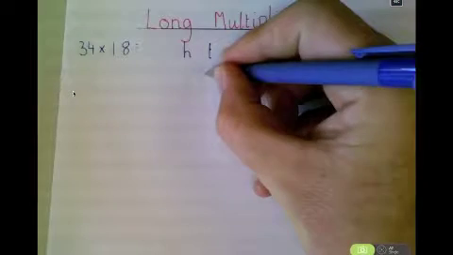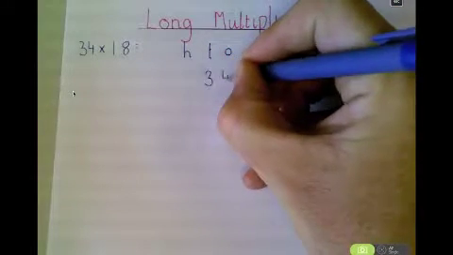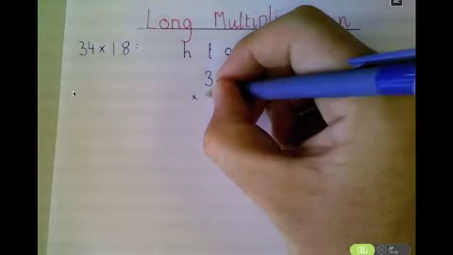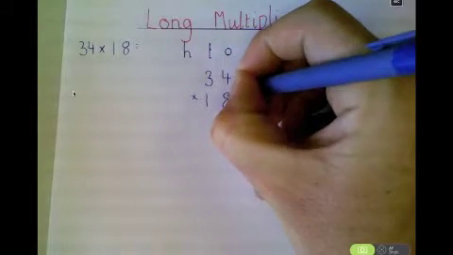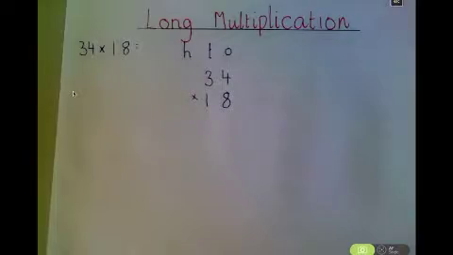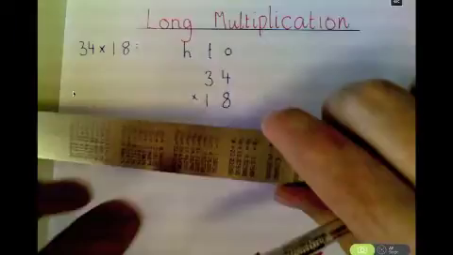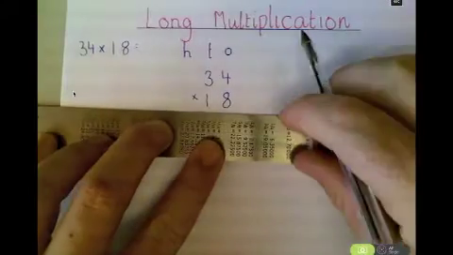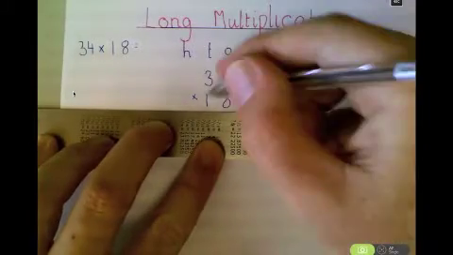So let's set it out. 34 times 18. Then you need to get your ruler and red pen and rule a line underneath.